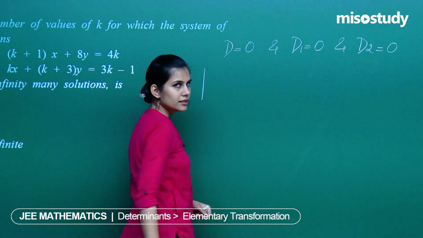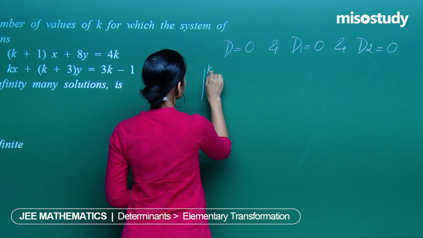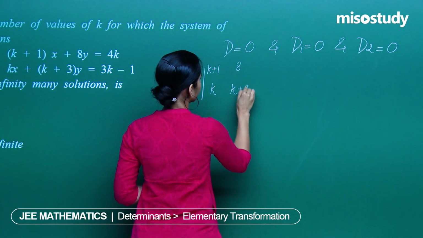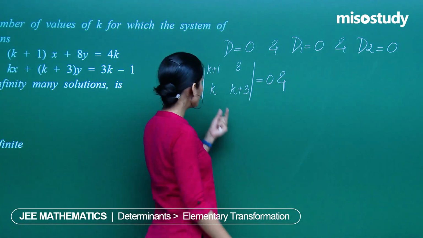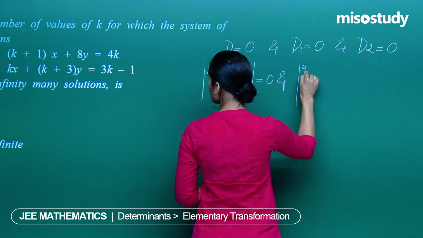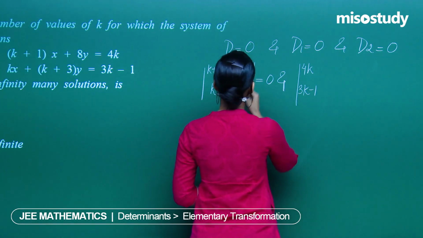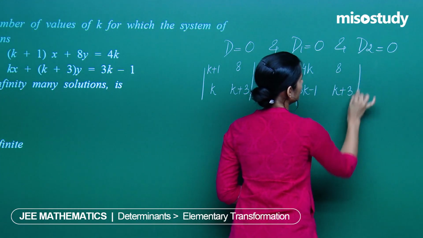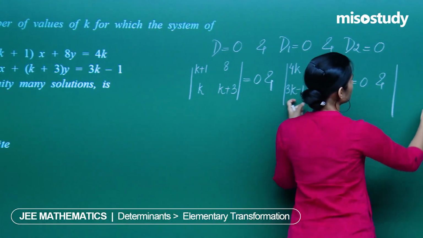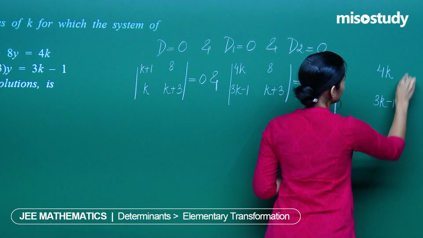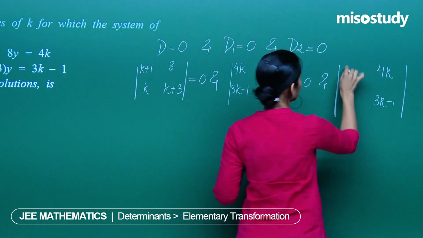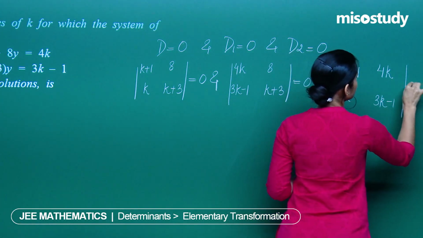What is D? The determinant of the coefficient matrix, which is k plus 1, k, 8, and k plus 3. This determinant is 0. And when you replace the first column by the column vector 4k, 3k minus 1, and keep the next the same, 8, k plus 3, this is 0. When you replace the second column by 4k and 3k minus 1, this is your D2, and the first column remains the same, k plus 1 and k. This is 0.